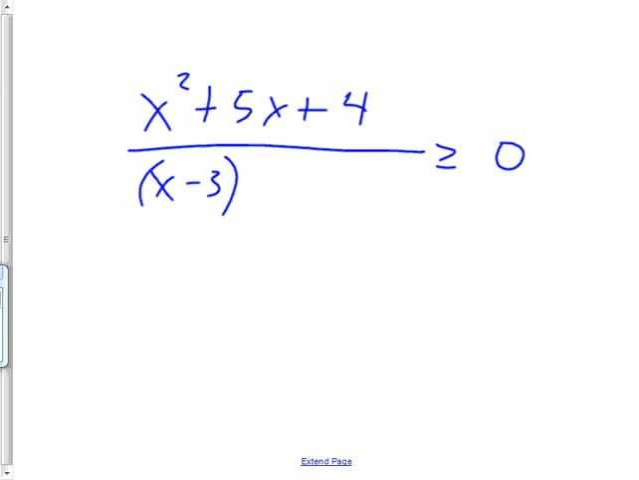This one you would not want to try to graph because you're not going to know what the graph looks like. But what I do is find the important spots on a number line, test the intervals. I'll pause for a second while you give that one a try.